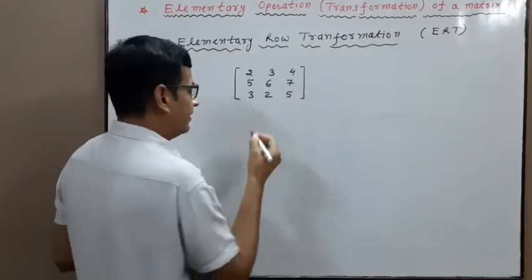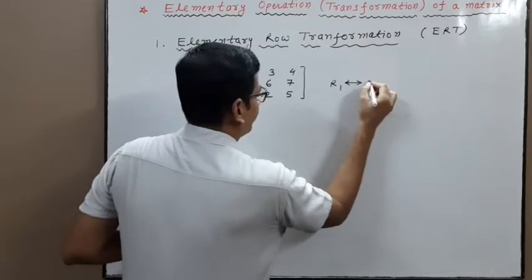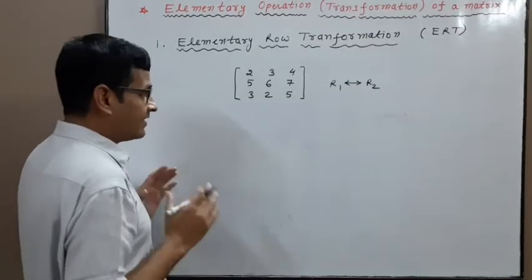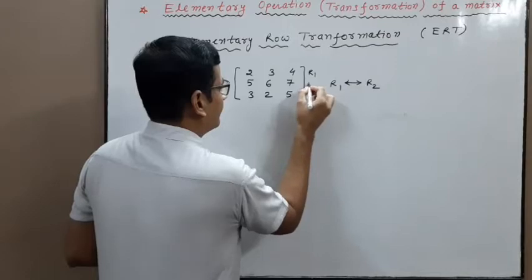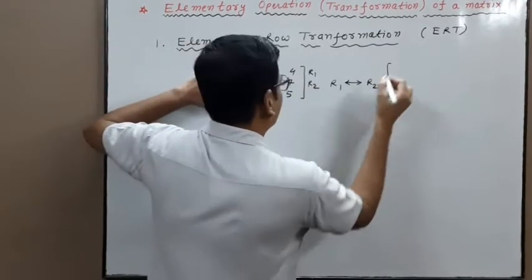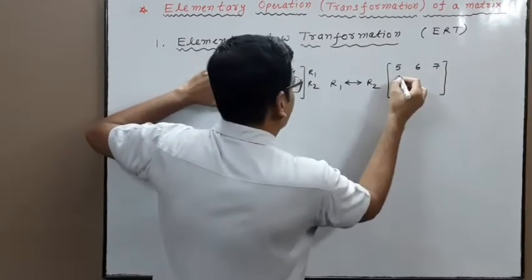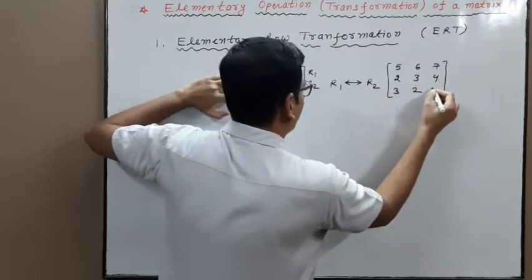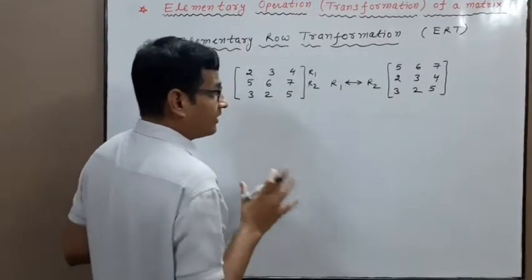If I write R1 double arrow R2, what is the meaning of this symbol? It means interchanging row 1 and row 2. So in place of R1 write R2: 5, 6, 7, 2, 3, 4, 3, 2, 5. When we apply this operation, then both matrices are different, not equal.